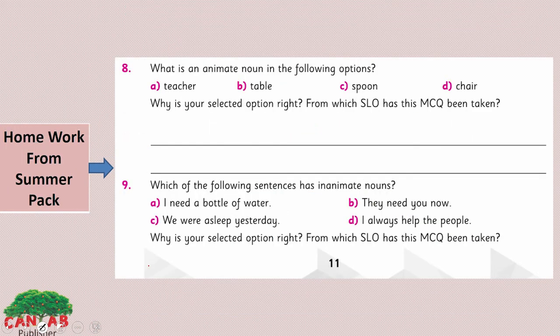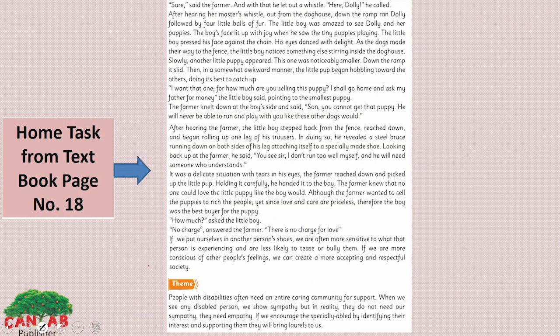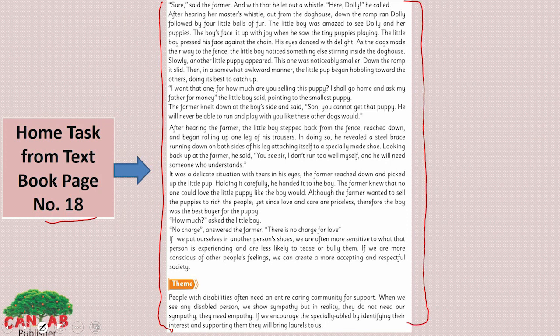This is your homework from the summer pack. And this is your home task from the textbook, page number 18. Here you have to read this page from unit number 2 and identify all the nouns we have discussed today. You have to just underline or spot the nouns, the animate and inanimate, and the possessive singular noun and the possessive plural noun here. I hope you can do this very easily. Thank you.